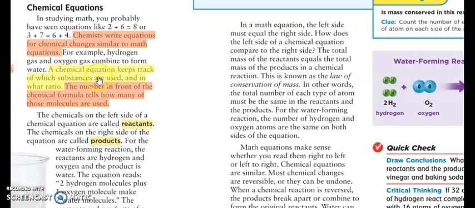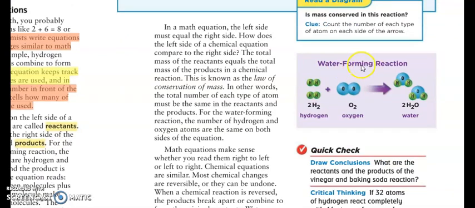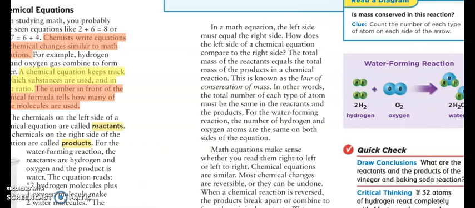Okay guys, in studying math you have probably seen equations like 2 plus 6 equals 8, or 3 plus 7 equals 6 plus 4. So this is an addition equation. Chemists write equations for chemical changes similar to math equations. For example, hydrogen gas and oxygen gas combine to form water, as you see in this picture right here. This is the water forming reaction: hydrogen and oxygen give me water. So this is a chemical reaction.